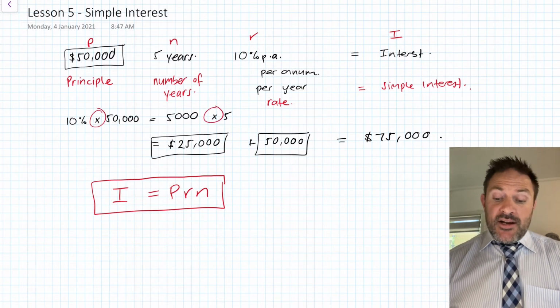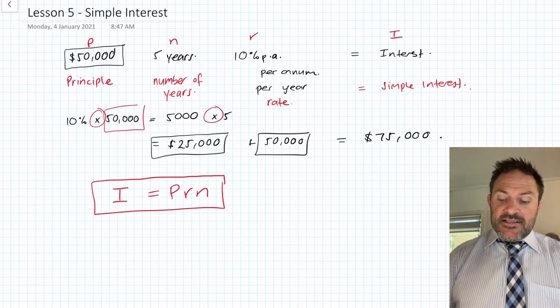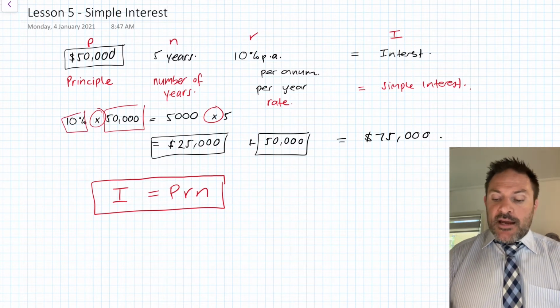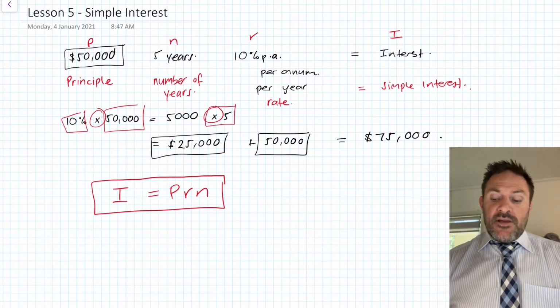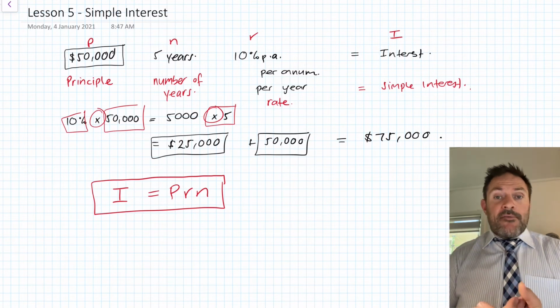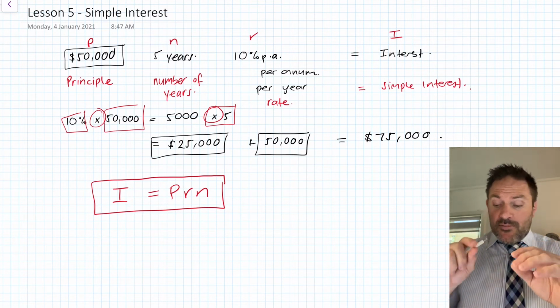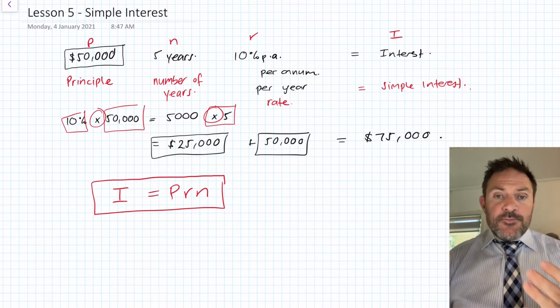That's exactly what I did. I took the principal of 50,000, I took the interest rate of 10%, and I times it by the number of years, and that's it. If you can remember that formula, remember the letters and what they mean, this is pretty easy stuff.